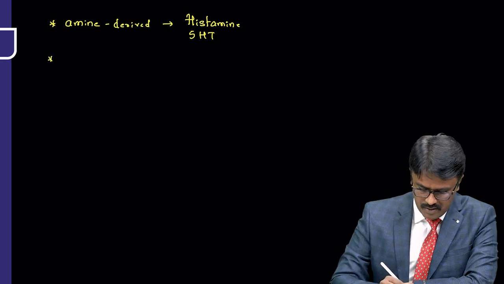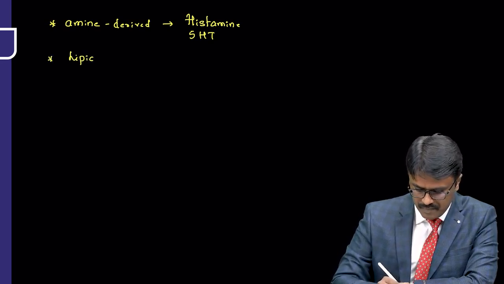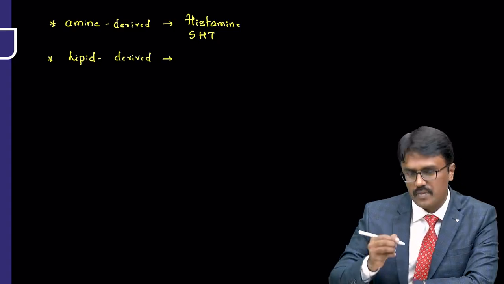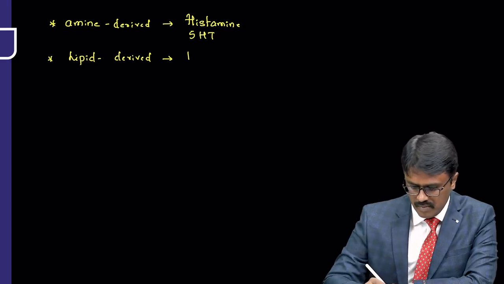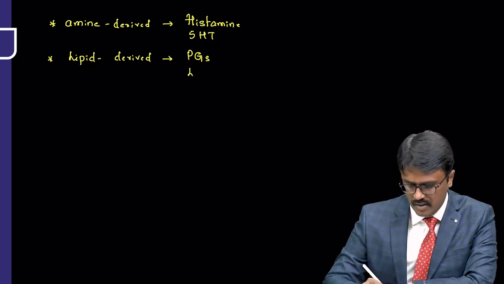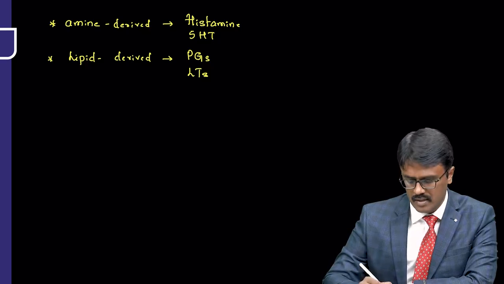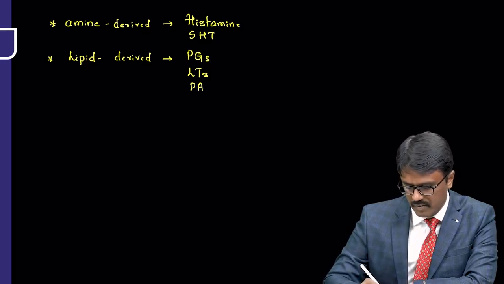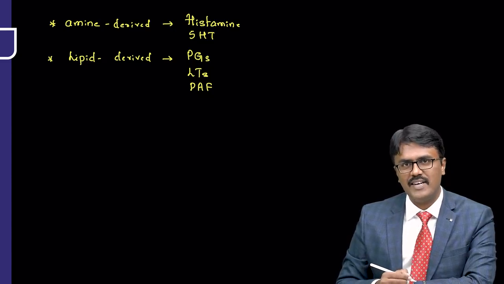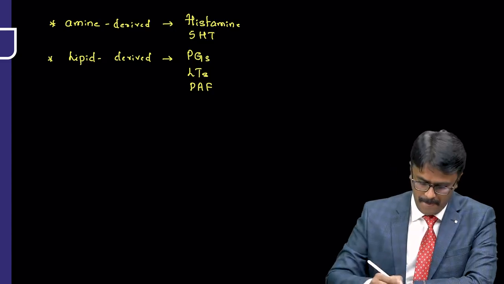Then we have the lipid derived autocoids. What are those? They are nothing but the prostaglandins, then leukotrienes, then we have platelet activating factors. So these are lipid derivatives: prostaglandins, leukotrienes, and platelet activating factors.